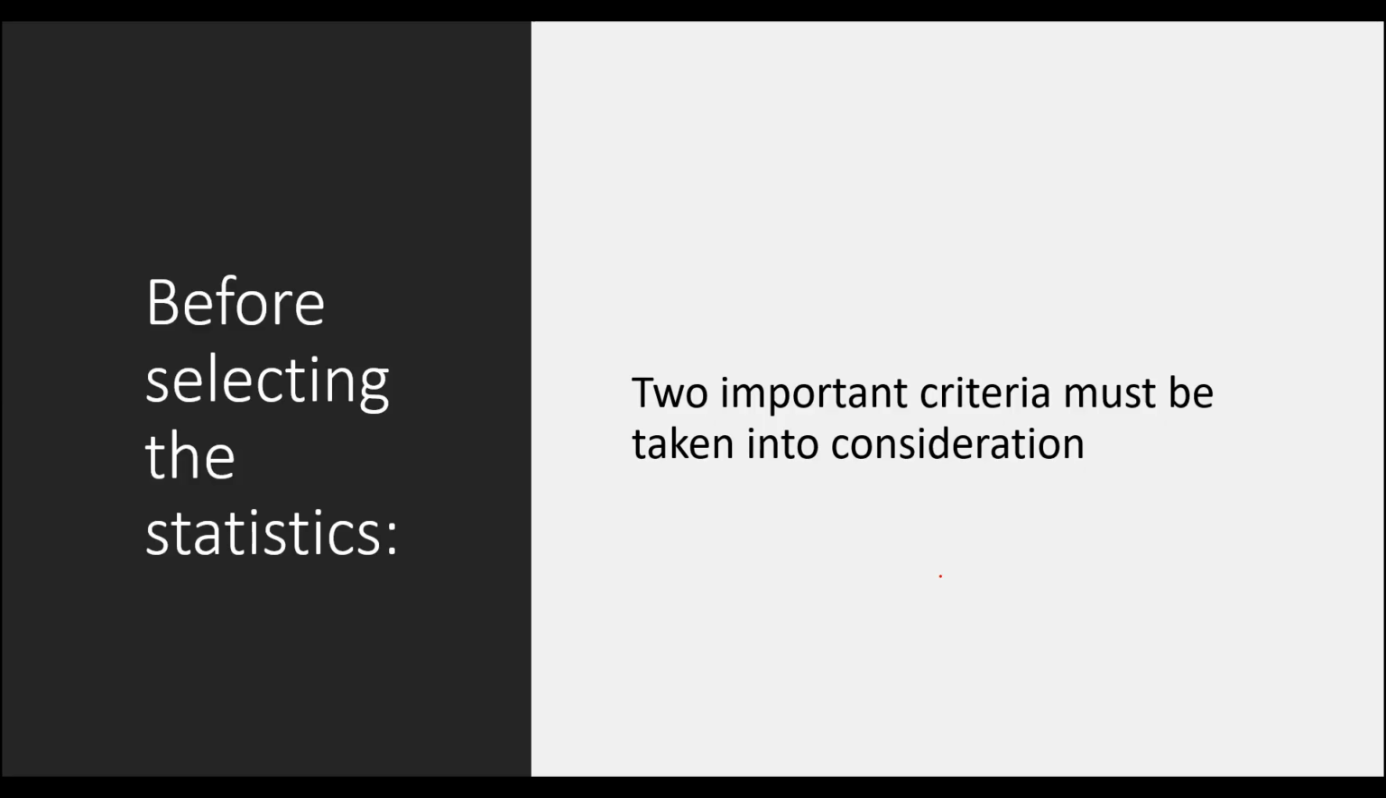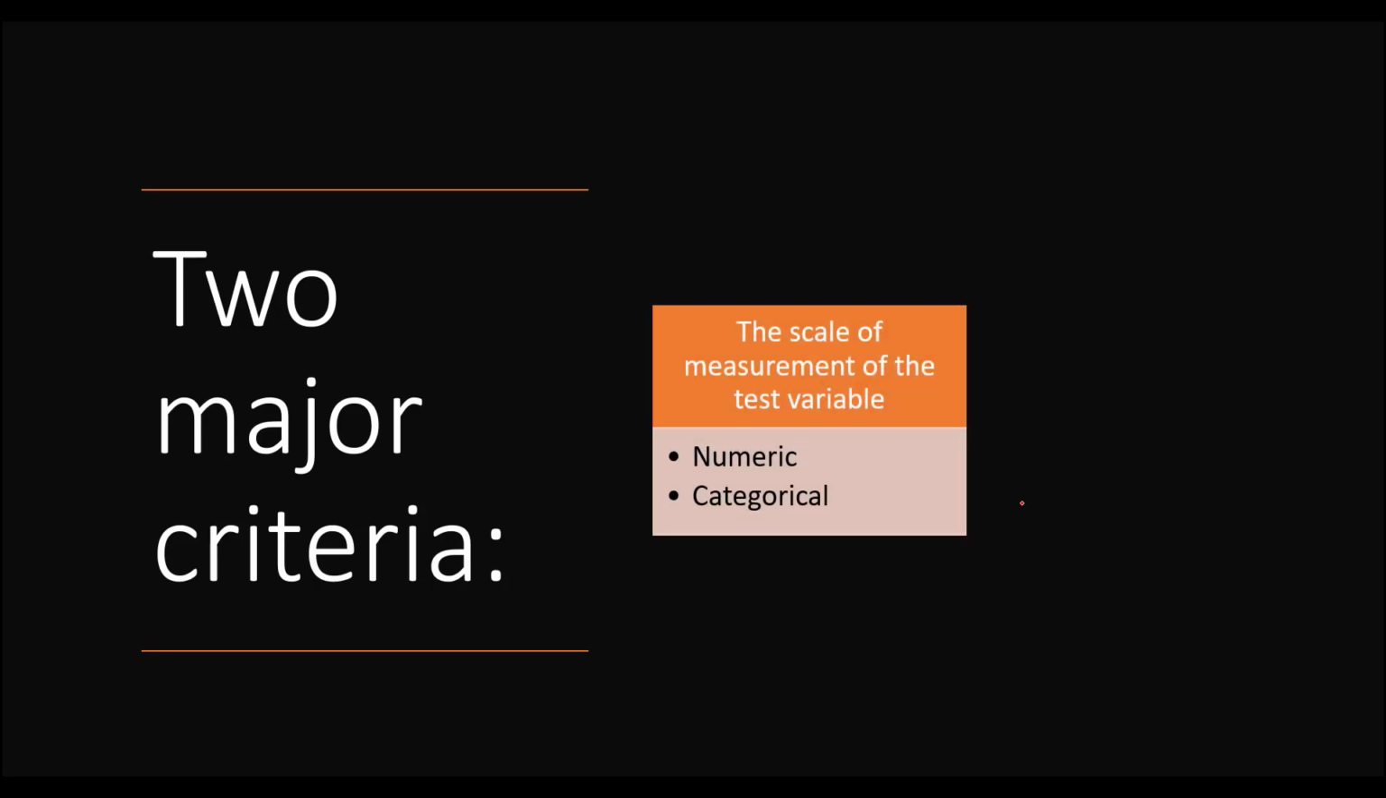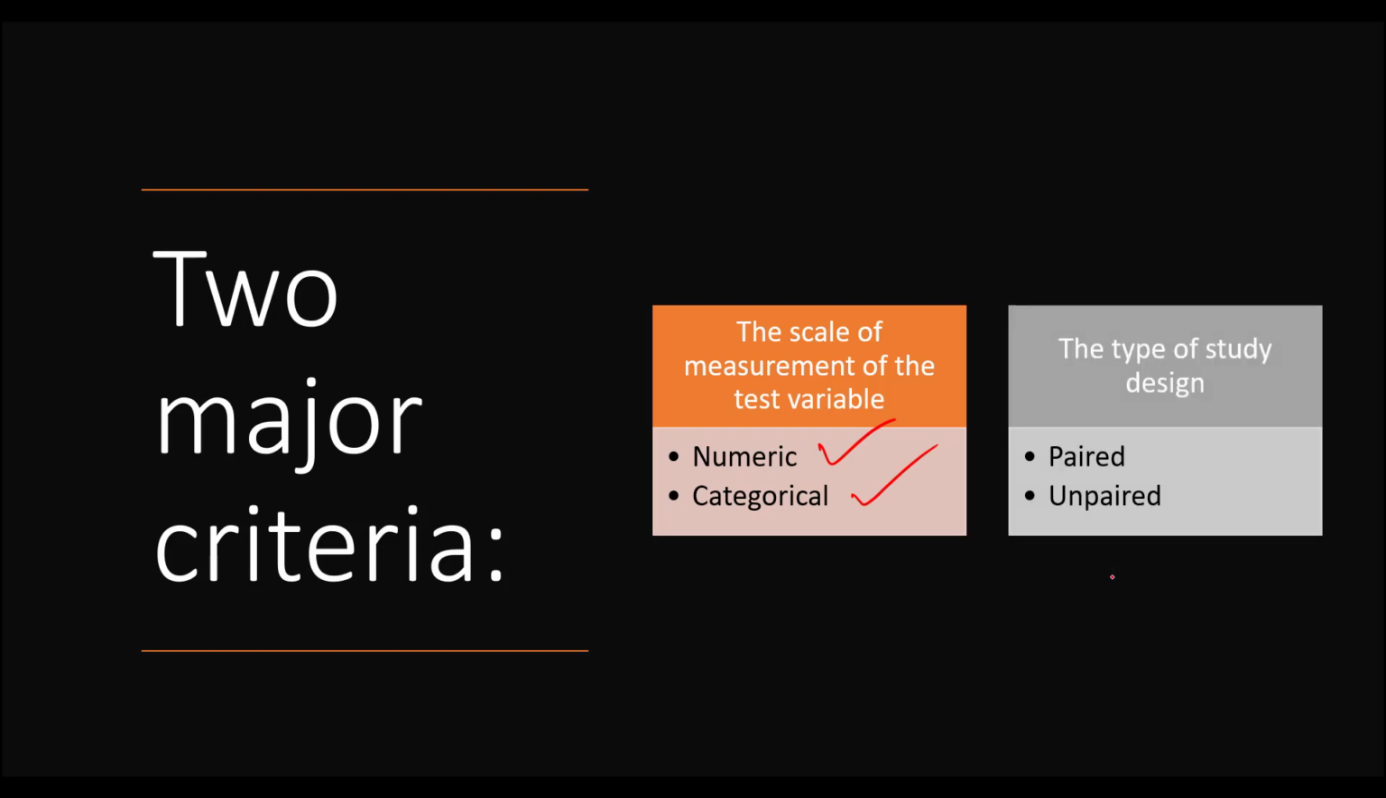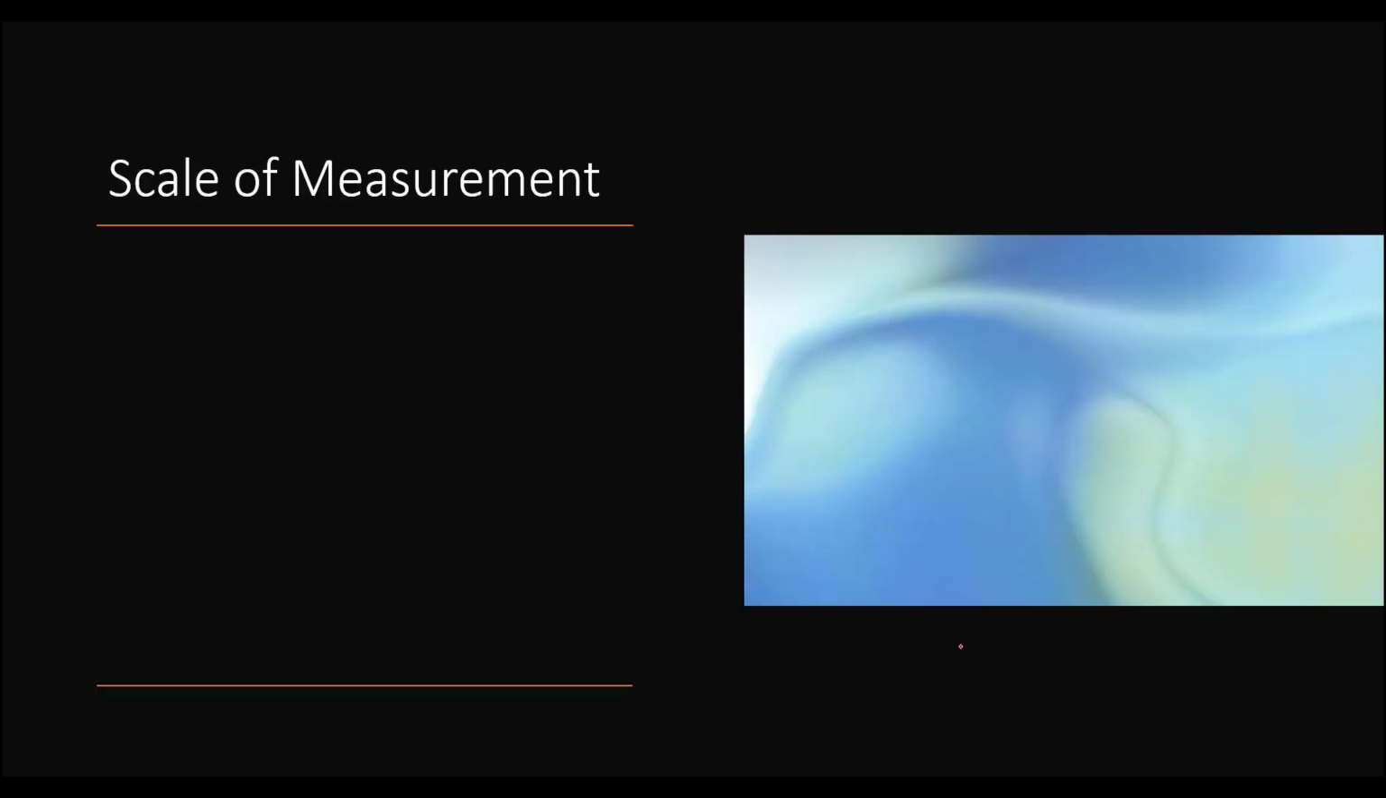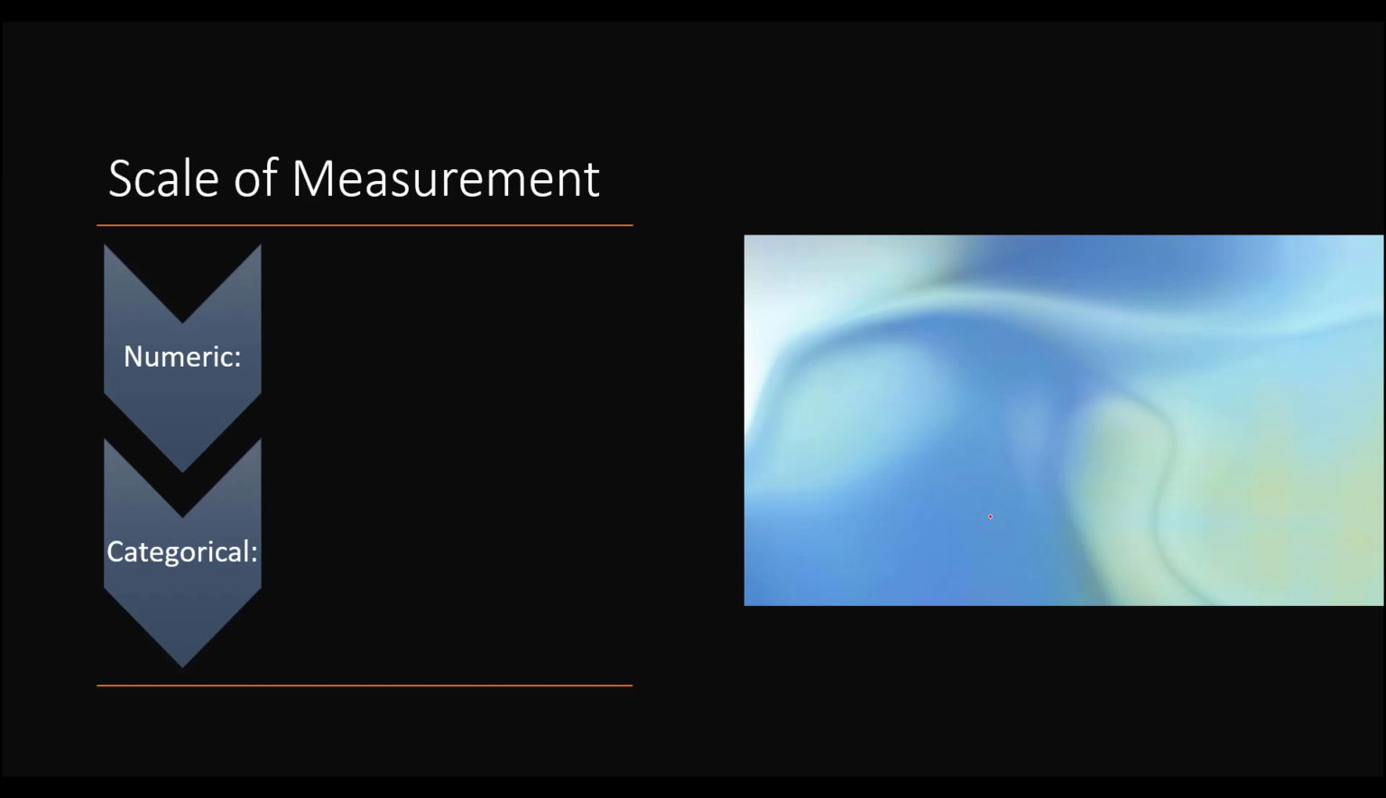Two conditions must be considered before you can select the broad class of statistics to use. The first condition is the scale of measurement, and this is broadly divided into numeric and categorical. The second condition that must be considered is the type of study design, which is either paired or unpaired. Let's take a closer look at the scale of measurement. It is broadly divided into numeric and categorical.